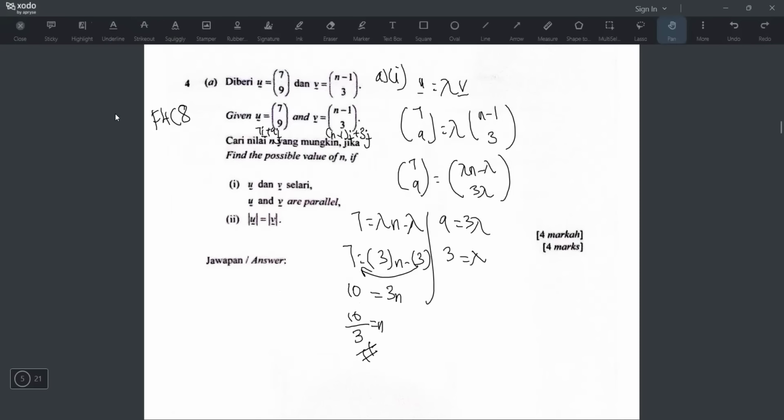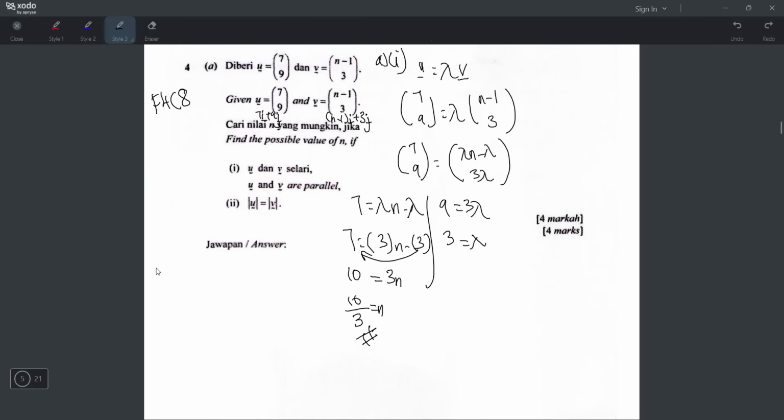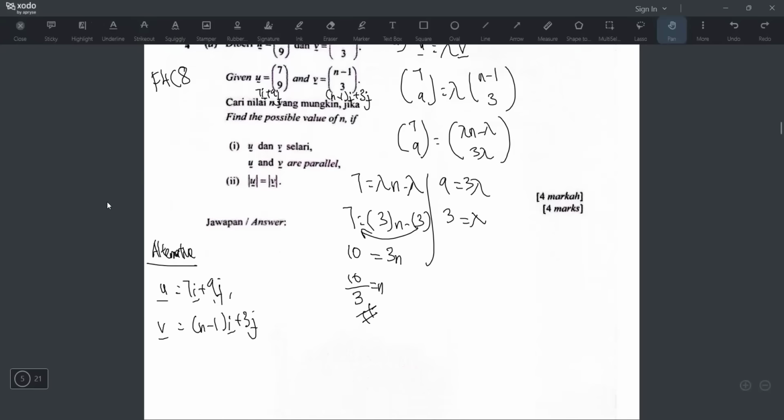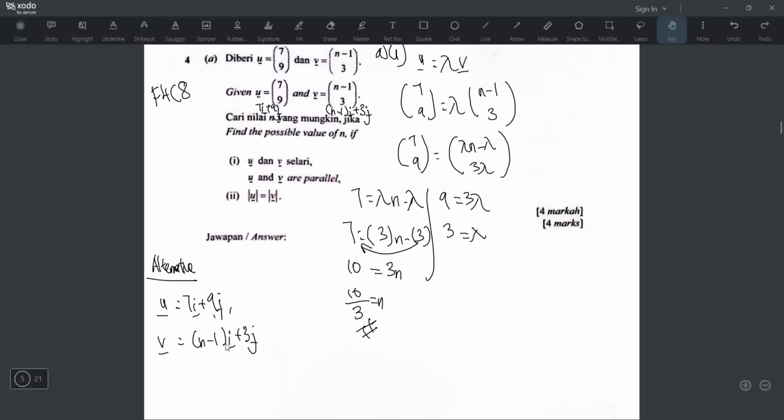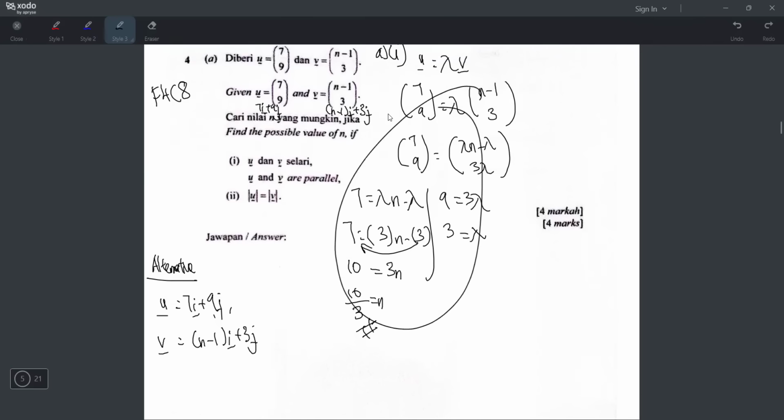Okay, in the beginning, I told you there are two methods. So I'm going to tell you the other way to do it. So I'll write here, alternative. So you remember just now the two vectors are what? u is 7i plus 9j. And the vector v is given here, (n minus 1)i plus 3j. Okay, if the two vectors are parallel or collinear, there is a faster way to do it. Of course, you do it like that also can. It's a bit slow, but you get the answer also. So you get full marks also.